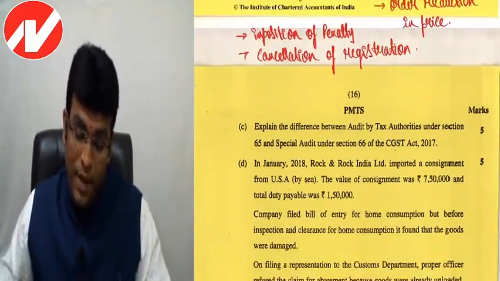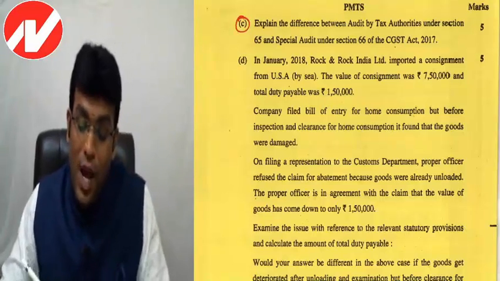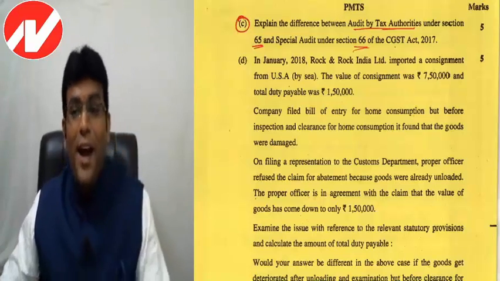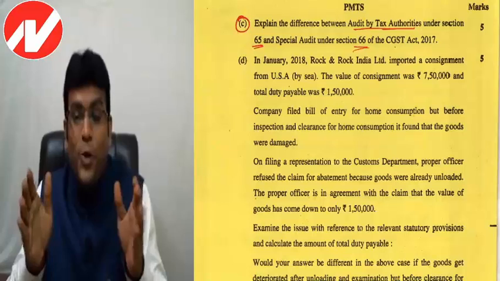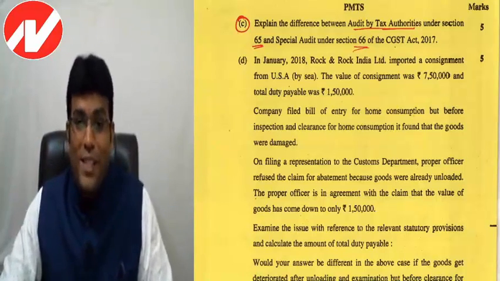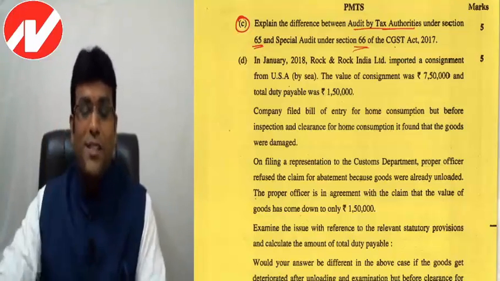Next point, CBIT. Explain the difference between what, my dear friends? Audit by tax authorities under section 65 and special audit under section 66. Friends, let me tell you very clearly, when we talk about section 65 department audits, generally what they do is that at least 15 days prior to conduct of audit, they will give a notice.